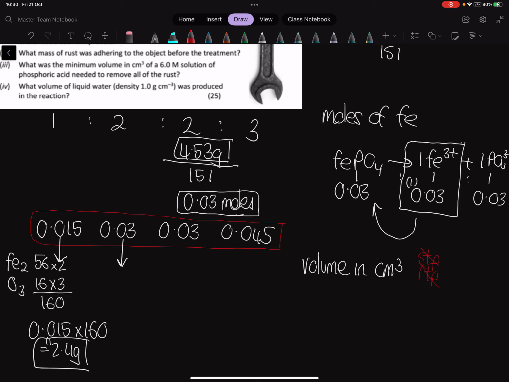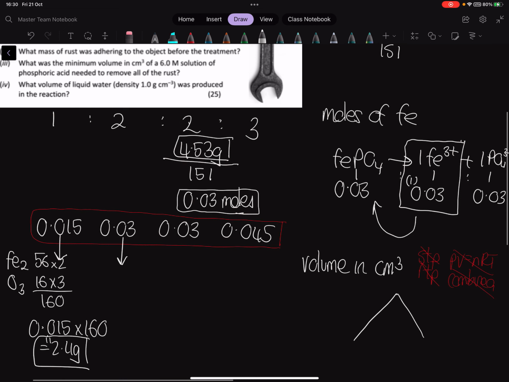Phosphoric acid is a liquid, so there's no PV equals nRT or combined gas law that we can use for this. So what is left? This is essentially a fourth triangle, the one that is used rarely. The fourth triangle has moles on top, the concentration in big M, multiplied by V over 1,000.